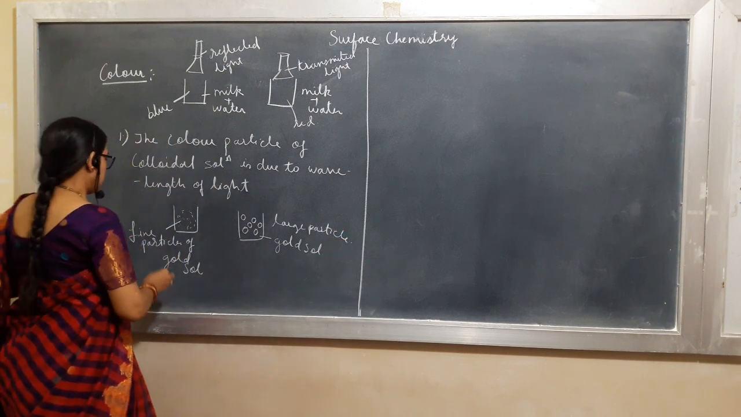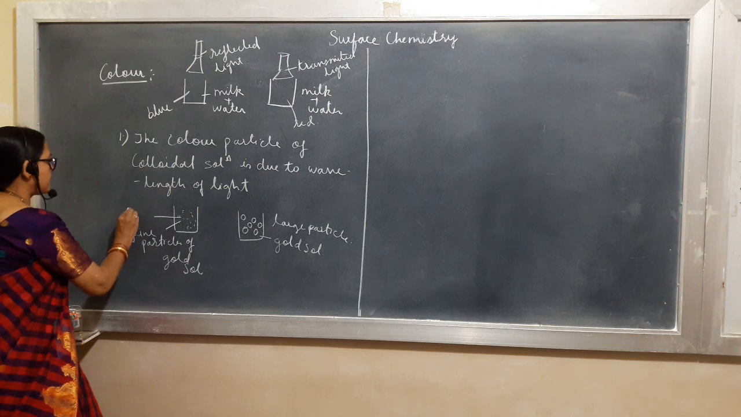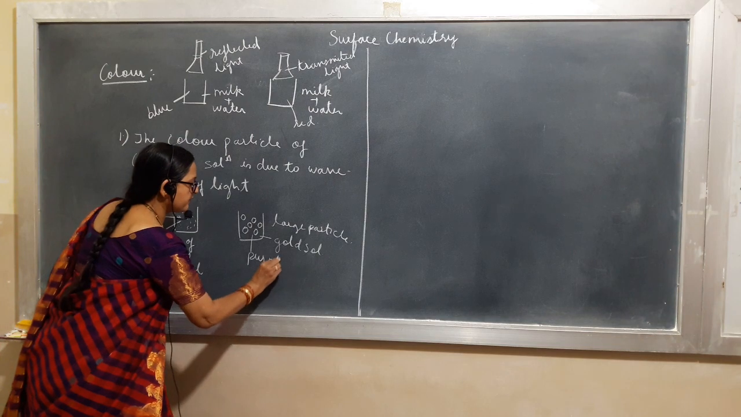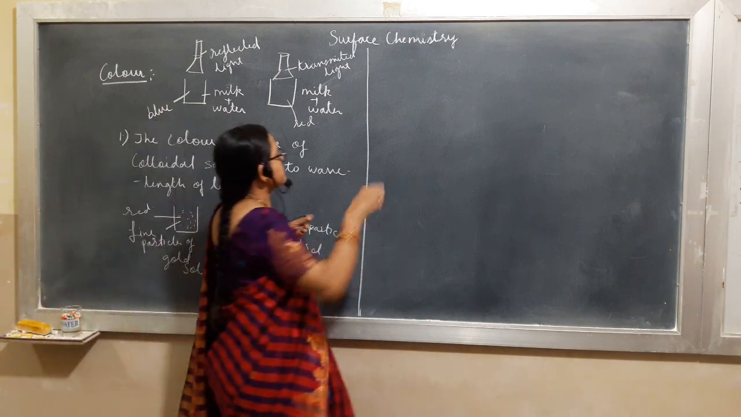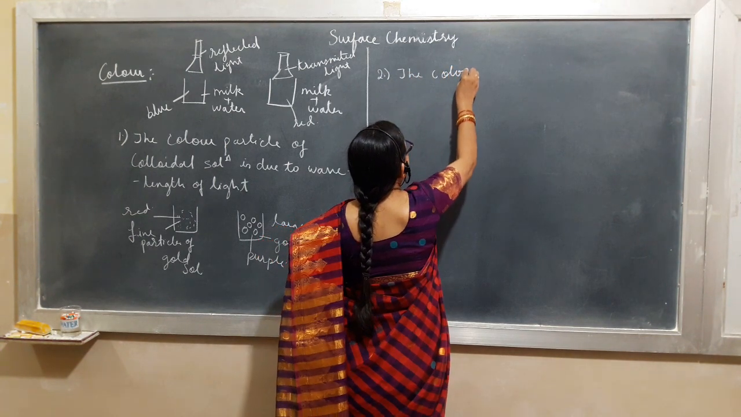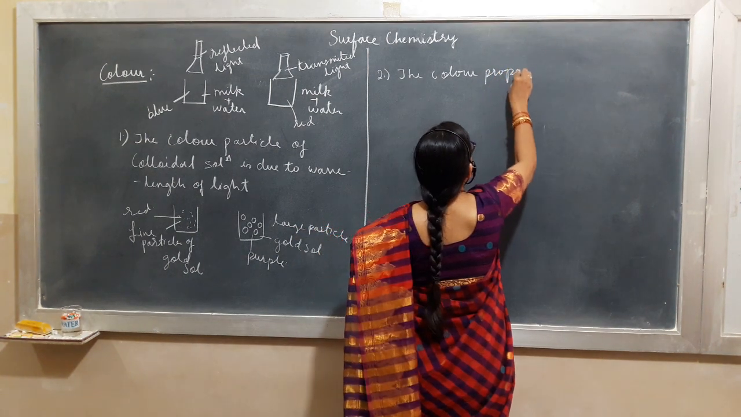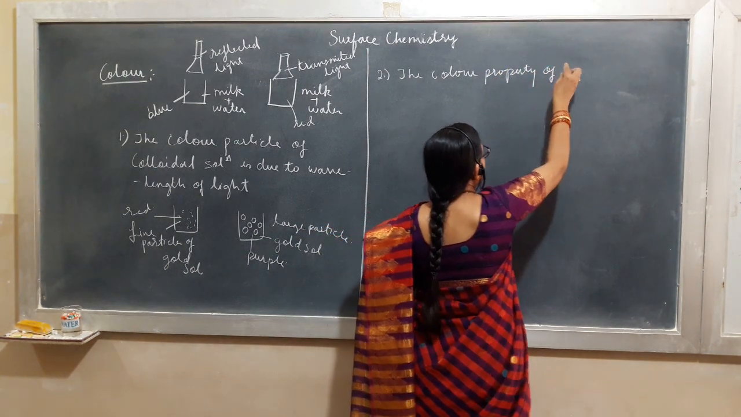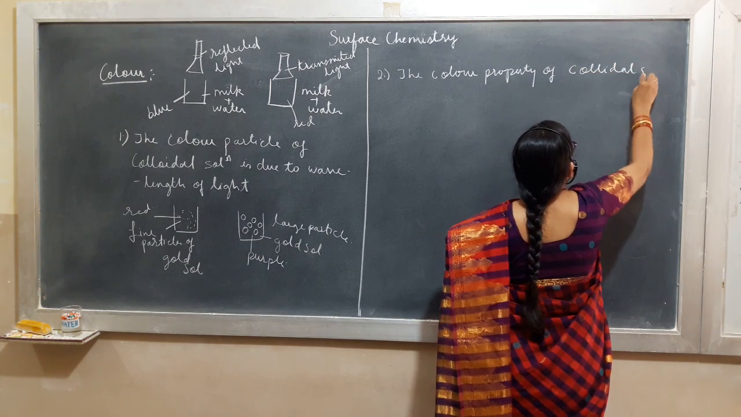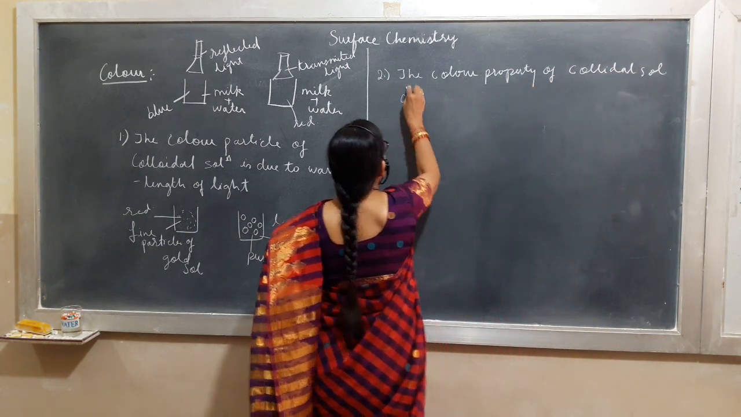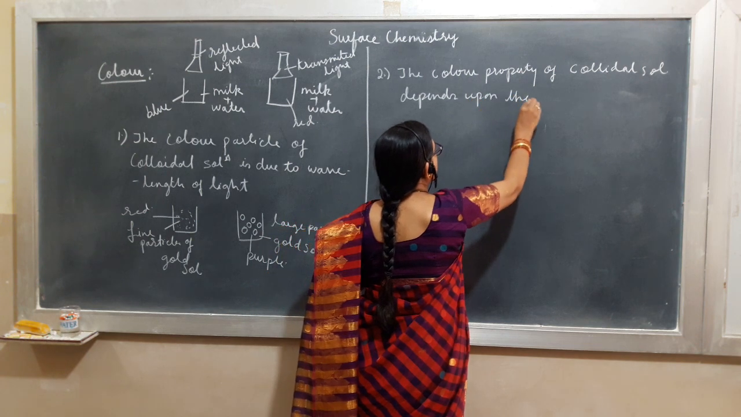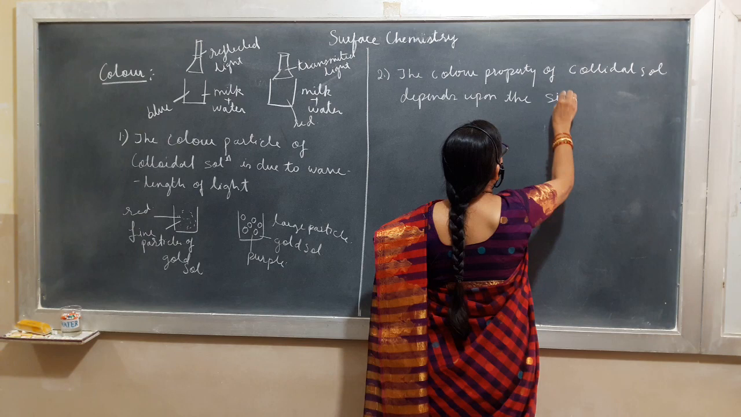What happens here is this fine particle sol appears red in color, whereas this appears purple in color. So from this, the property we understand is the color property of colloidal sol depends upon the size of particle.